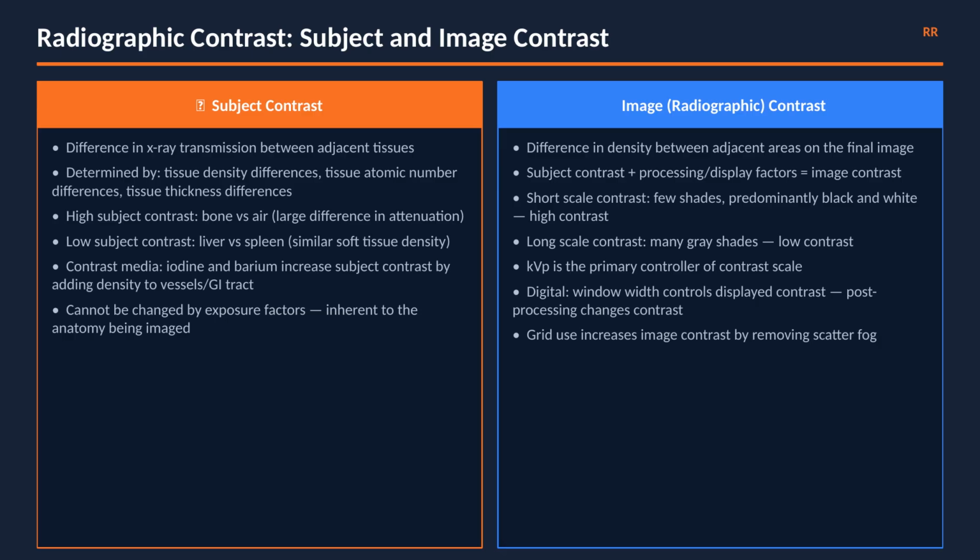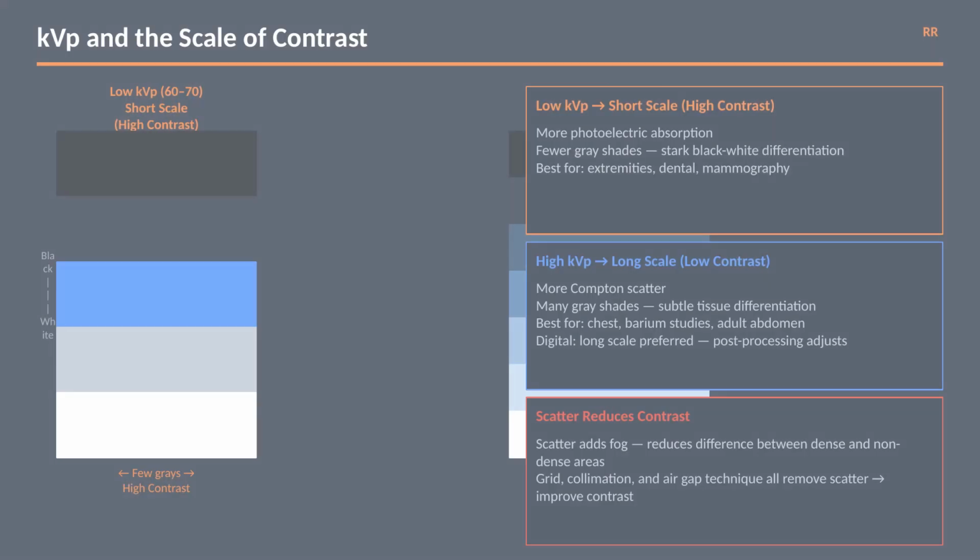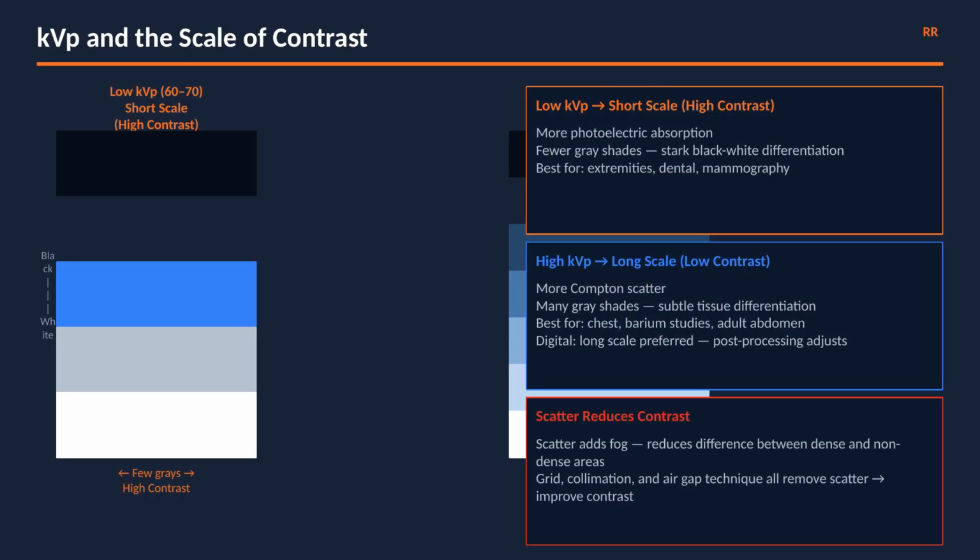Short scale contrast, few shades. Predominantly black and white, high contrast, stark differentiation. Long scale contrast, many gray shades. Low contrast, subtle tissue differentiation. kVp is the primary controller of contrast. Look at the two grayscale bars on this slide.